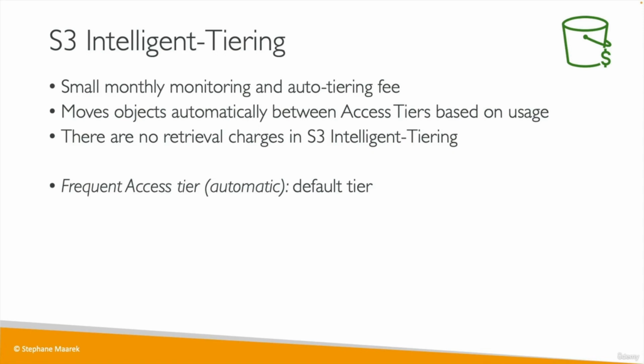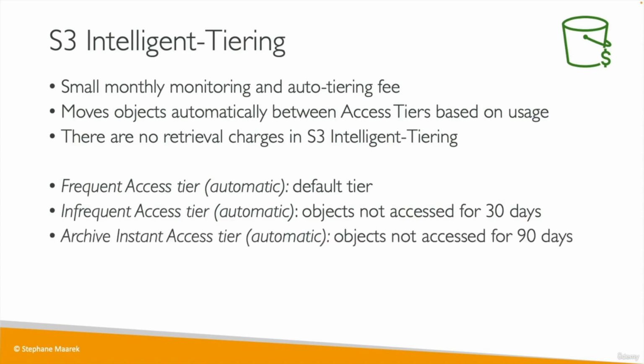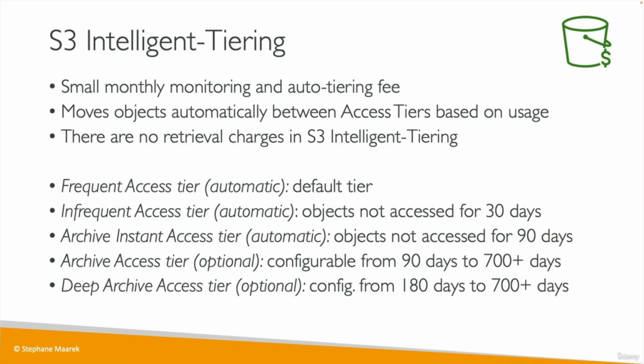So there is the frequent access tier, that's automatic, that's the default tier. Then we have the infrequent access tier for objects not accessed, for example, for 30 days. Then you have the archive instant access tier, automatic as well, for objects not accessed over 90 days. And then the archive access tier, that's optional, and you can configure it from 90 days to 700 plus days. And then you have the deep archive access tier, also optional, that you can configure for objects that haven't been accessed between 180 days to 700 plus days, okay? So S3 Intelligent-Tiering is really to allow you to just sit back and relax while S3 moves objects for you.